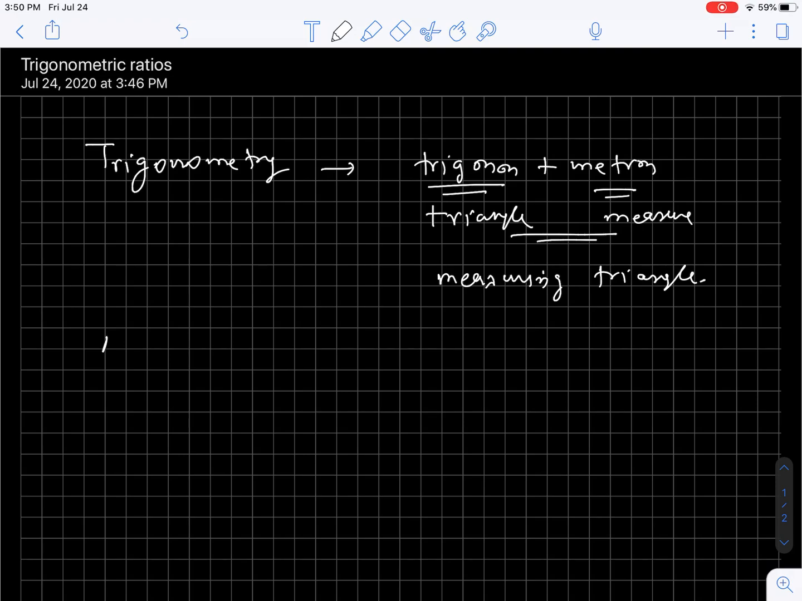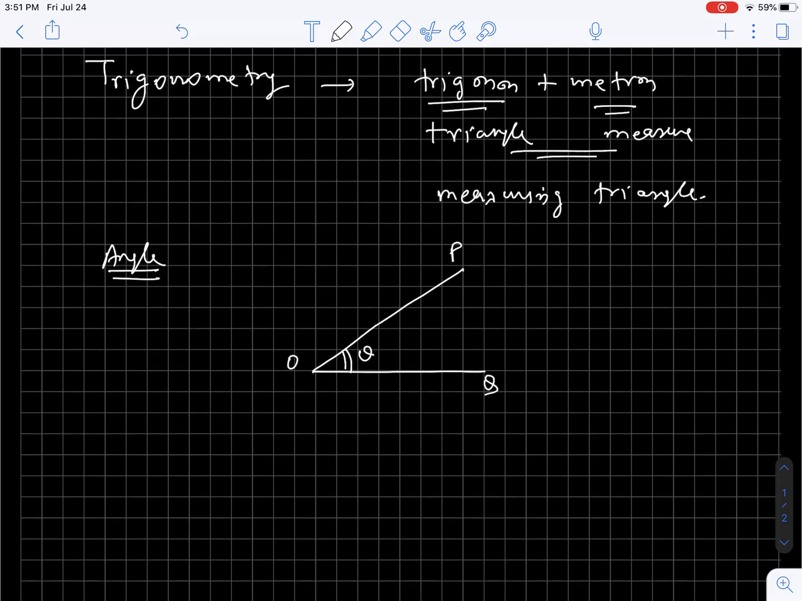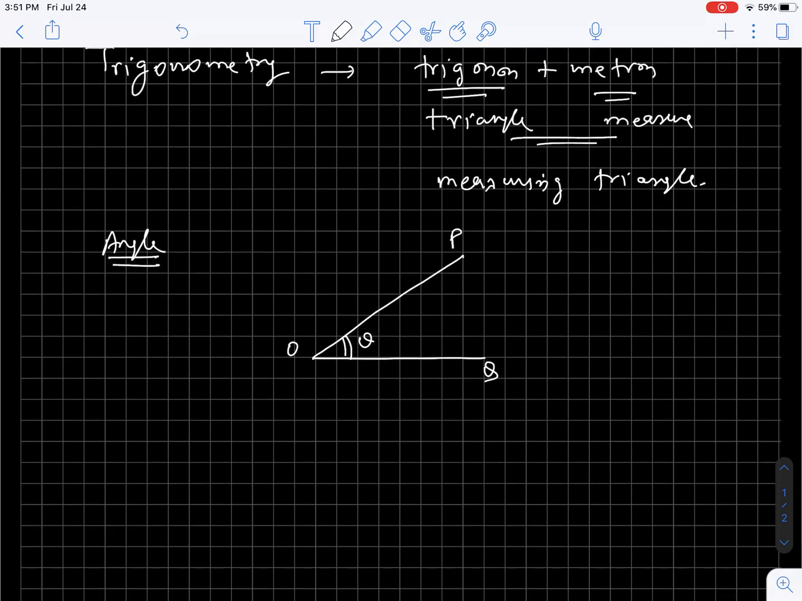Now, first let's discuss what an angle is. If you draw two lines and these two lines are inclined at some angle, the angle between these lines is given by theta. Here are two lines, OP and OQ, and the angle between OP and OQ is given by theta. If theta is 0, then OP and OQ are parallel. If theta is 90 degrees, OP and OQ are perpendicular. If theta is 180 degrees, then OP and OQ are anti-parallel.